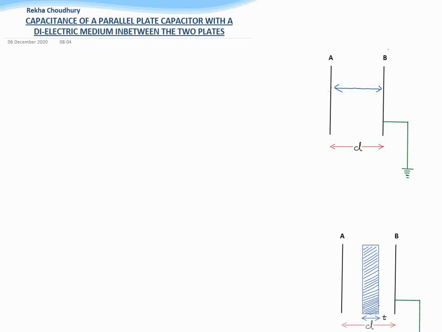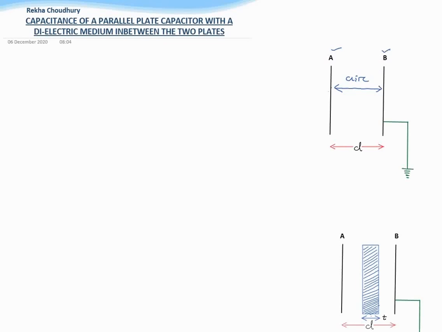In our last video, we derived the expression of capacitance of a parallel plate capacitor when there is an air medium between the two plates of the capacitor. In this diagram, A and B are the two plates of the capacitor. Here the plate A is positively charged. So there is an induced negative charge at the inner side of the plate B.